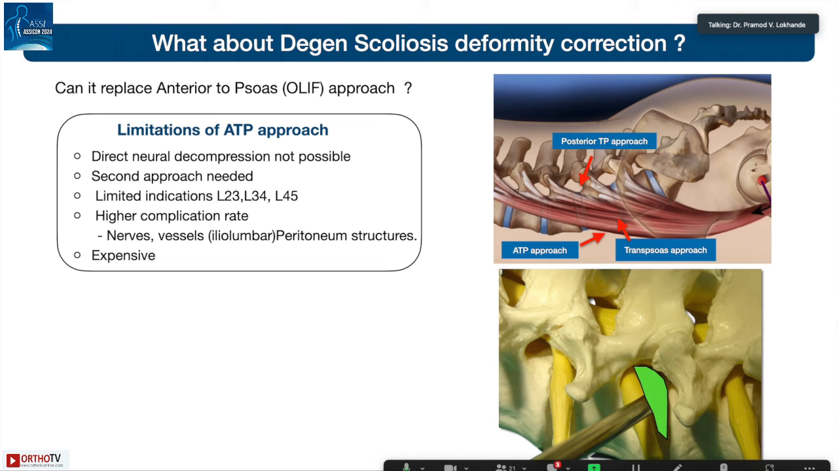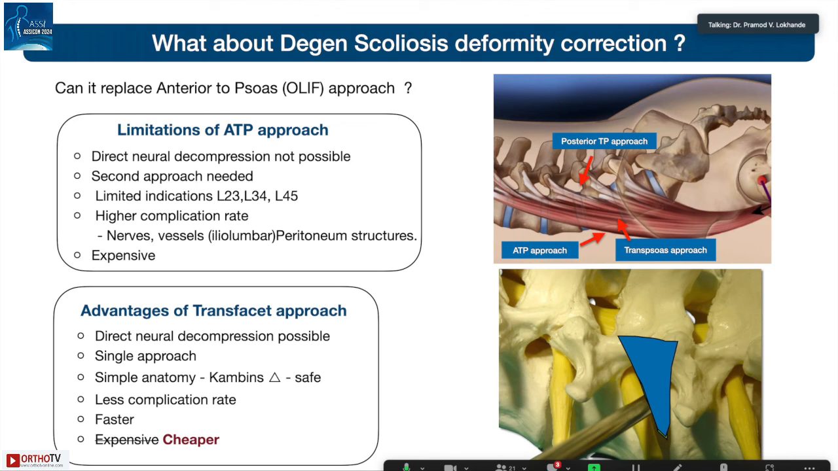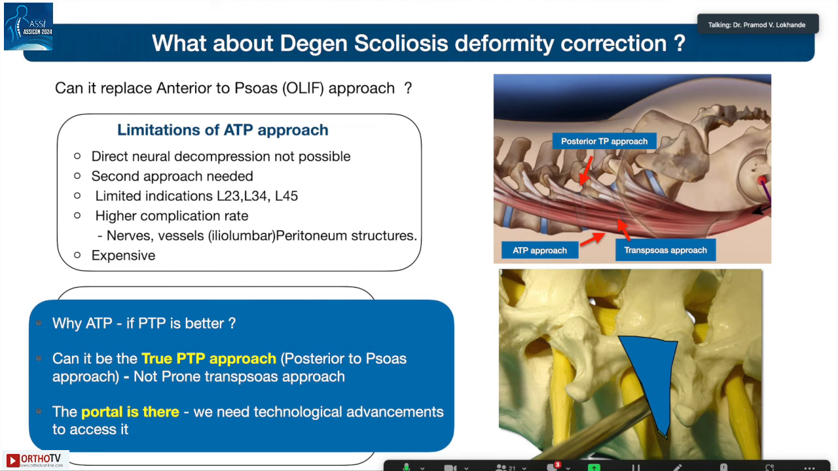Whereas if you look at this transfacet approach, look at the size of the Kambin triangle. Once you remove the facet, the size of the Kambin triangle becomes very, very big. So it is possible for us to insert larger size cages. These are the advantages of the transfacet approach. A direct neural decompression is possible. It's a single approach. The anatomy is simple. The Kambin triangle is safe, devoid of all complicated neurovascular structures, and it is faster and, more importantly, cheaper.